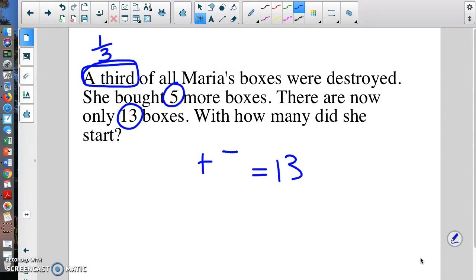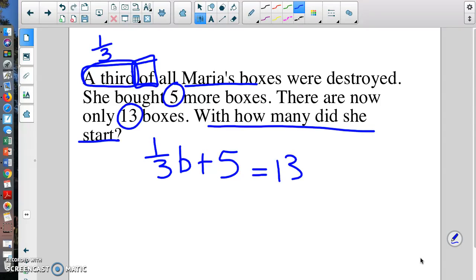She bought 5 more boxes. And of is one of those math action words. It means to multiply. A third of all of her boxes. So how many did she start with? That means that's going to be 1/3 times all the boxes. Now, this is one of the fraction problems, so we do need to make sure we know how to work these problems out. We're going to put our balance line.